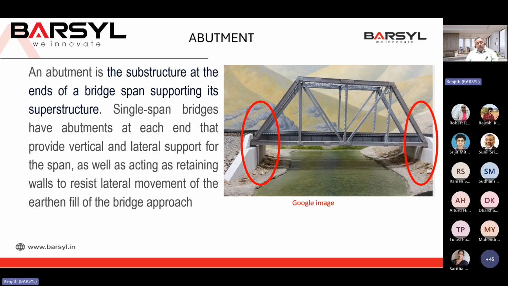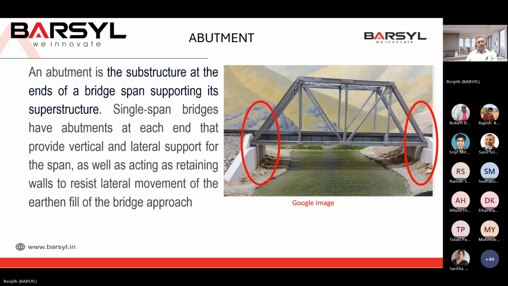This is about the abutment. If it's a single span bridge, then there will be only two abutments. There will not be any pier. And it provides the vertical and lateral support for the span. Vertical means the weight of the superstructure acting vertically downwards. That is called the vertical load. And lateral load is due to seismic forces and wind forces. Those lateral forces also need to be resisted by the structure. So that is lateral force.